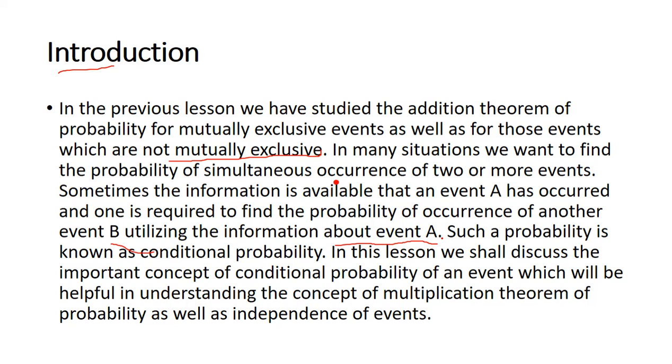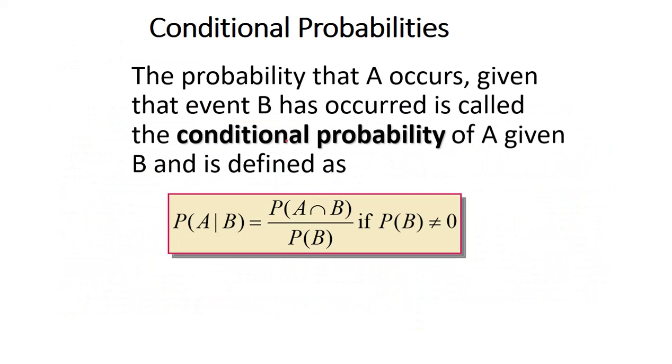Such a probability is known as a conditional probability. In this lesson, we shall discuss the important concepts of conditional probability of an event, which will be helpful in understanding the concept of the multiplication theorem of probability as well as independence of events. First we will see what conditional probability is, then we will go for the multiplication theorem for independence and dependence.